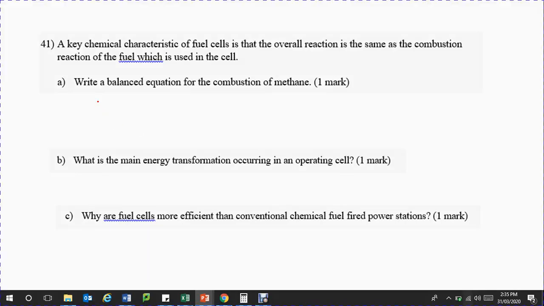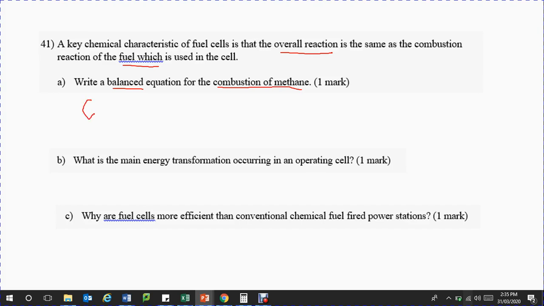Question 41. A key chemical characteristic of fuel cells is that the overall reaction is the same as the combustion reaction of the fuel which is used in the cell. Part A, write a balanced equation for the combustion of methane. Okay, so all it wants you to do is write down a balanced equation for what happens when methane undergoes combustion.